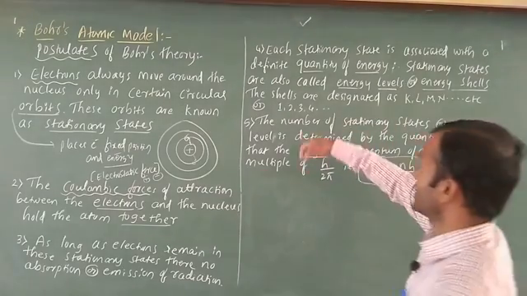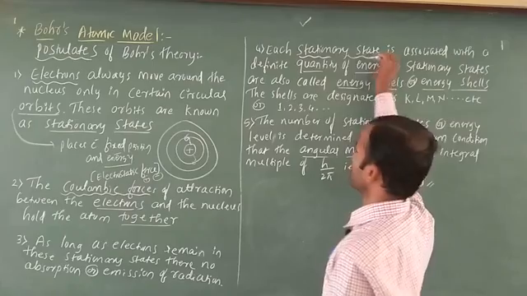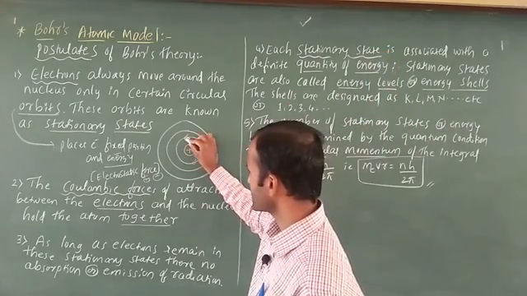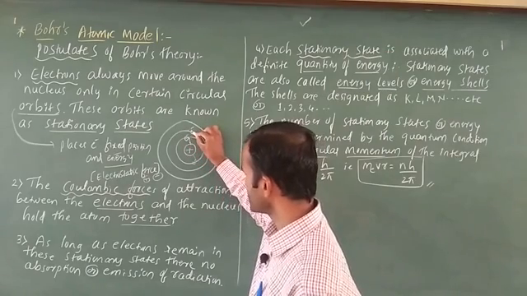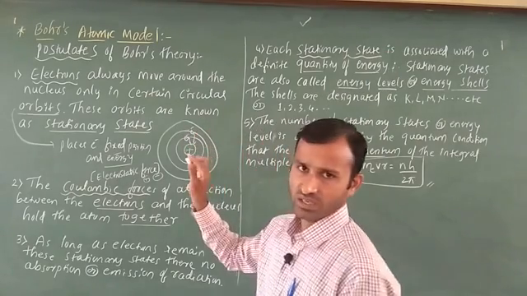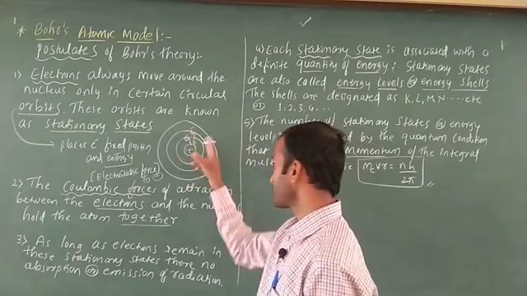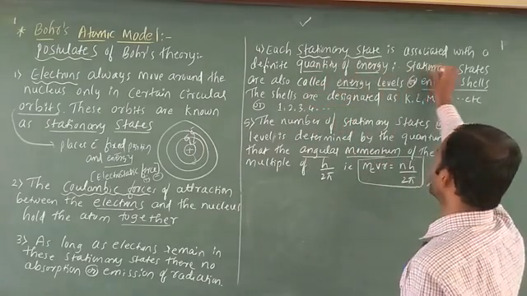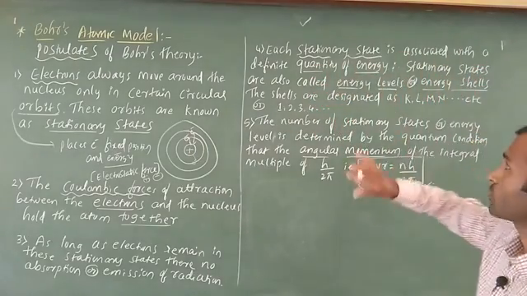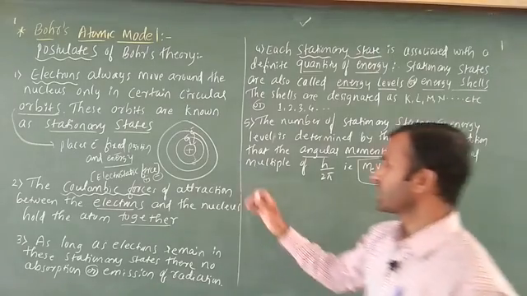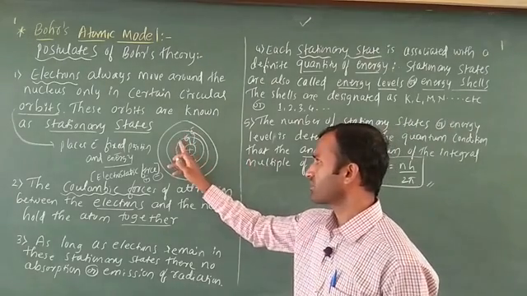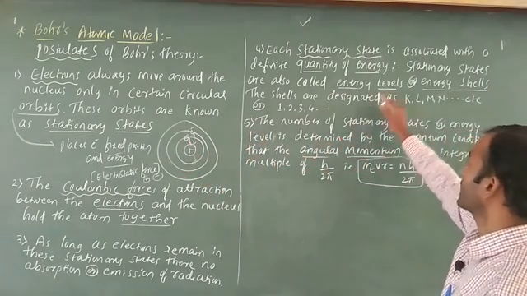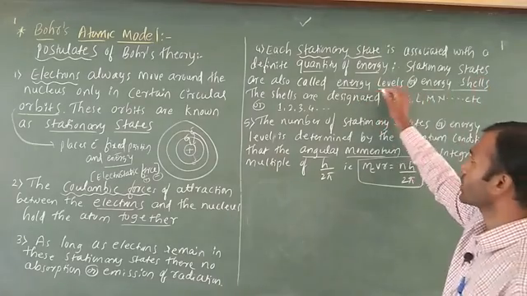Each stationary state. What is the meaning of each stationary state? Here one electron is there, and it acts as a stationary state. Next, here is another electron, and in this case also the distance must be fixed. This electron also acts as a stationary state. Each stationary state is associated with a definite quantity of energy. You have to take that every stationary state has a definite quantity of energy and a fixed position. That is important.